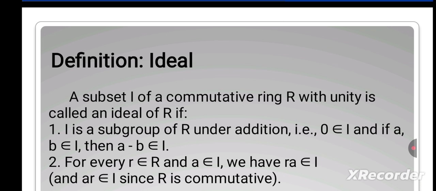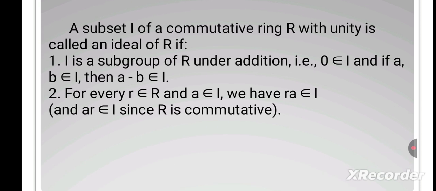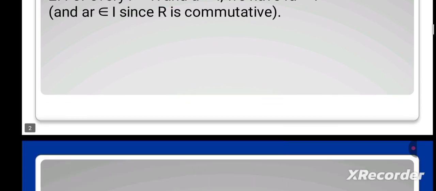First one is ideal. A subset I of a commutative ring R with unity is called an ideal of R if it satisfies the following conditions. First, I should be a subgroup of R under addition. That is, 0 belongs to I, and if a, b belong to I, then a minus b should belong to I. And the second one, for every r belongs to R and a belongs to I, we have ra belongs to I. Also, ar belongs to I since R is commutative.